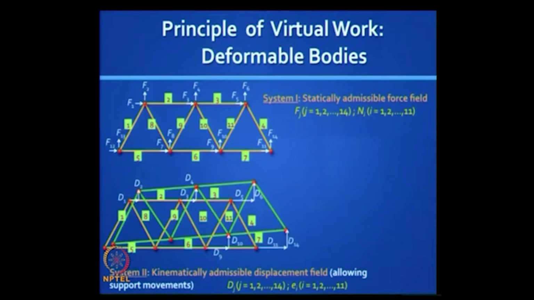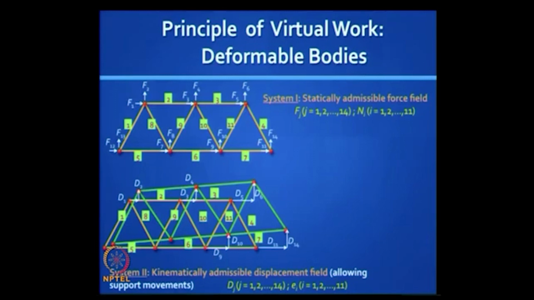The compatibility ensures that the whole truss is held together. You do not have any separation of any joint from any member at any location. And in the first field we have 14 values of the joint forces Fj and 11 values of the bar forces Ni, and these two are also interrelated through equilibrium relationships.